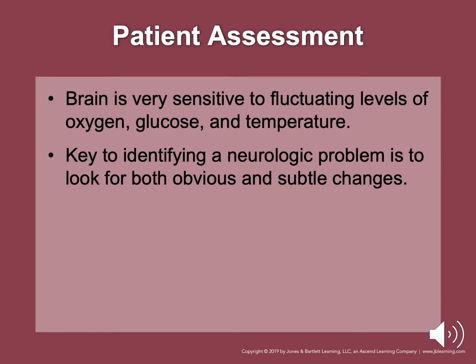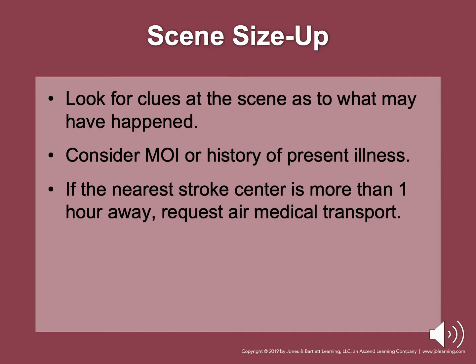So, with your patient assessment, the brain is an organ most sensitive to fluctuating levels of oxygen, glucose, and temperature. The key to identifying the neurological problem is to look for both obvious and subtle things. Size up, take standard precautions, look at clues at the scene or what may have happened, request additional resources early in the call, considering the need for spinal precautions if it is a trauma patient.